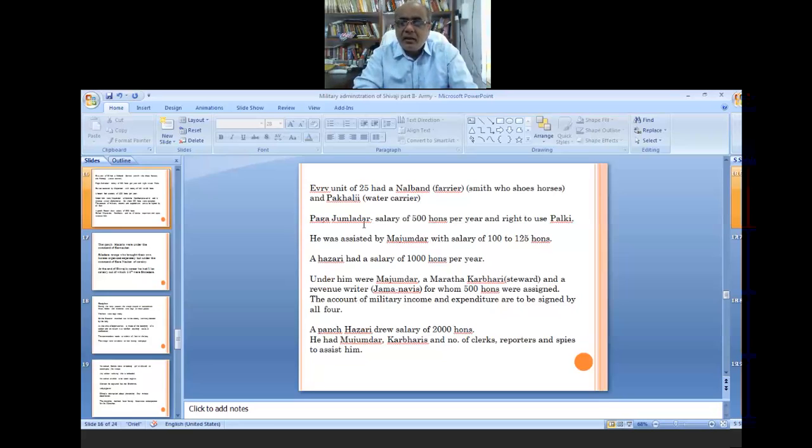And the accounts of military income and expenditure were to be signed by all these four people. The Hazari will sign, the Muzumdar will sign, the Karvari will sign, and the Jamanavis will sign. So Shivaji has tried to follow a check and balance system here as well.